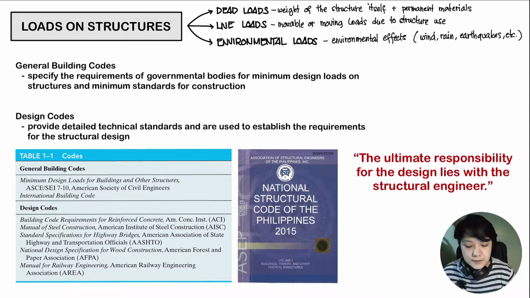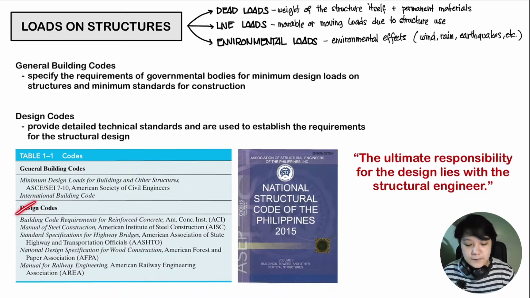In the United States of America, their general building codes can come from the Minimum Design Loads for Buildings and Other Structures from ASCE, American Society of Civil Engineers, and the International Building Code. For us here in the Philippines, the general building code that we use is from the National Building Code of the Philippines.